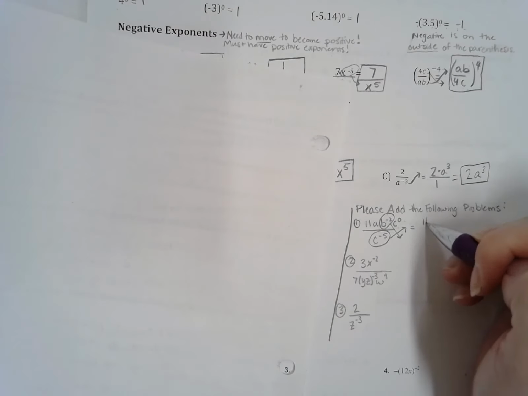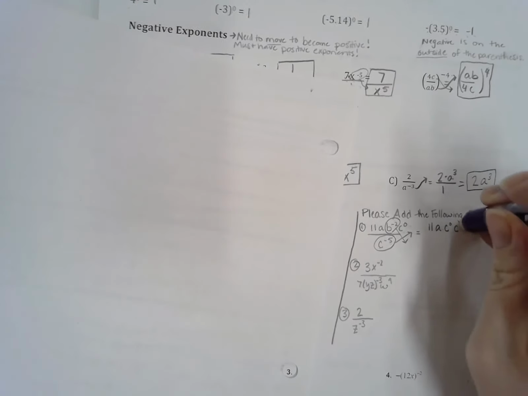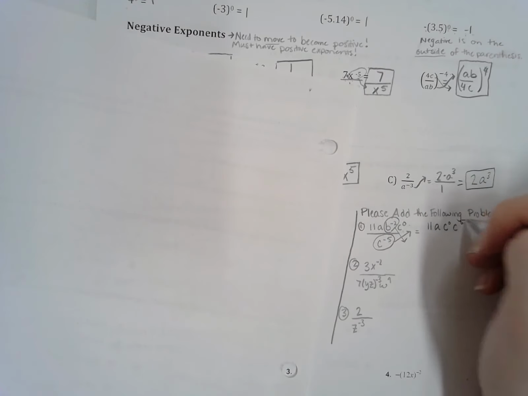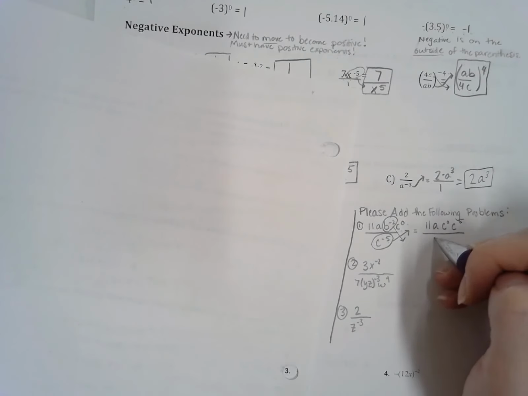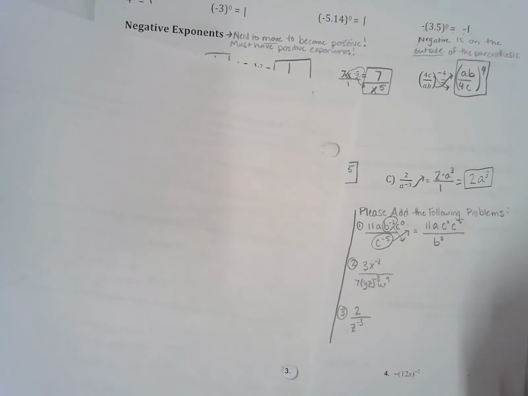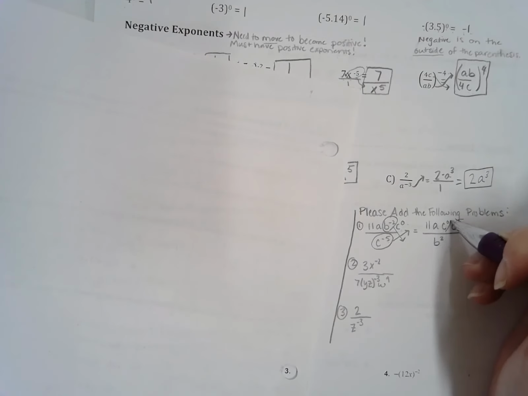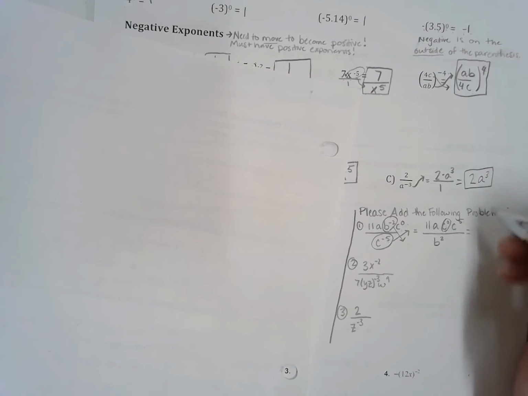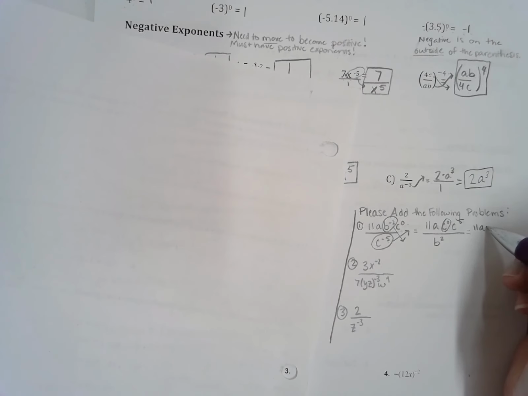So 11a and c to the 0 stay on top, and then c to the negative 5 becomes positive. C to the positive 5 now goes to the top. On the bottom, the only thing that I'm going to have down there is b to the second power because I moved it to the bottom to make it a positive 2. Now I can simplify this even further because c to the 0 is really 1. So if this is 1, I have 11a times 1 c to the fifth over b to the second.